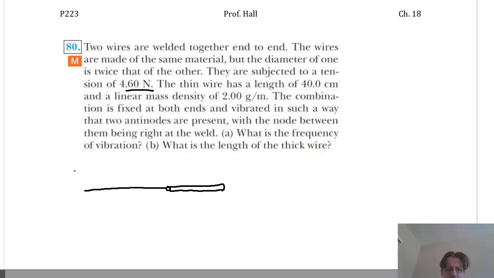Waves are being produced. The combination is vibrated in such a way that 2 antinodes are present, with a node between them being right at the weld. In other words, if we could see the standing wave pattern, it would look like this and this.